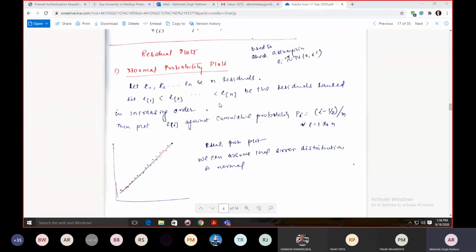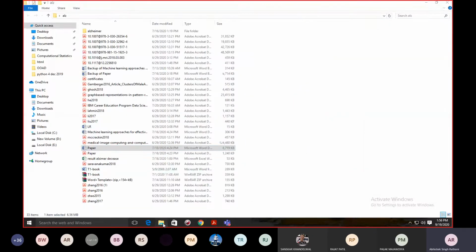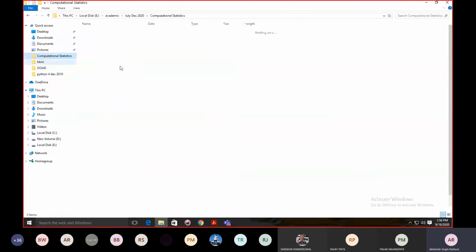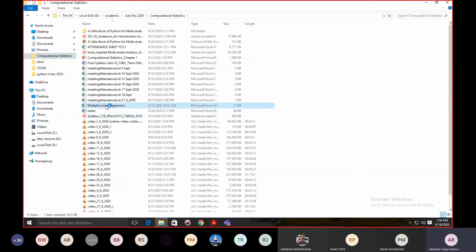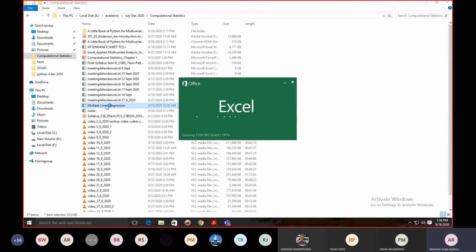So if you are comfortable, and when we developed this MLR code for our program, let's say this is my MLR, multiple linear regression, that we had gone for, this normal probability plots and so on. So I'm just moving back.